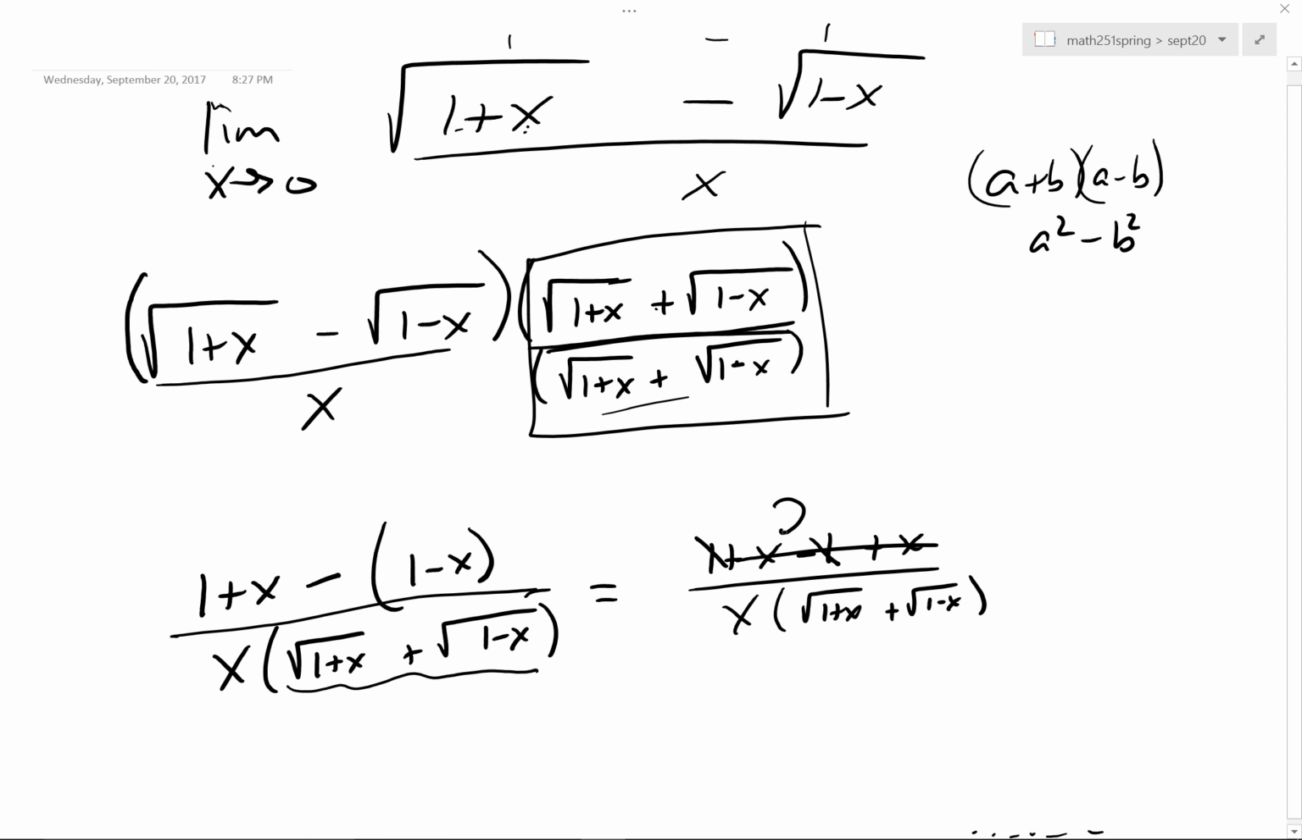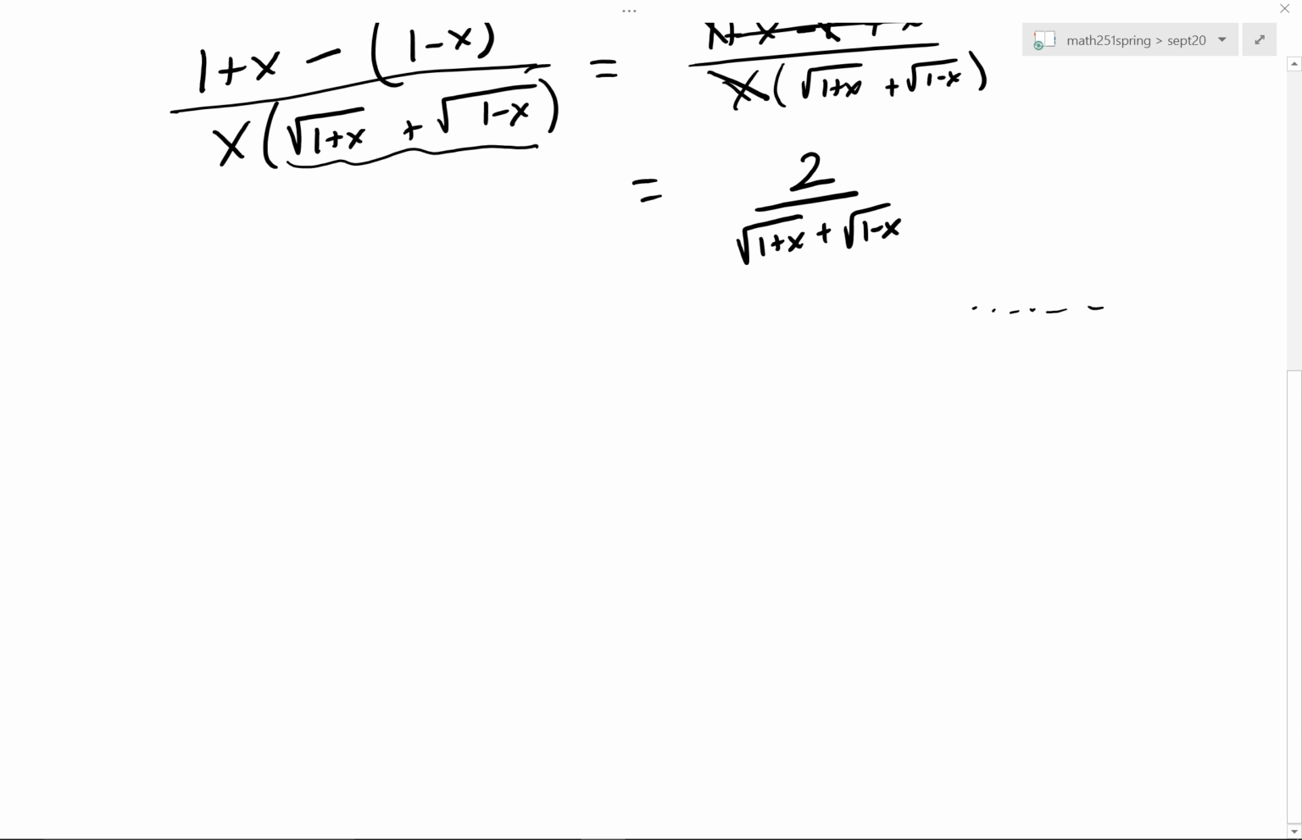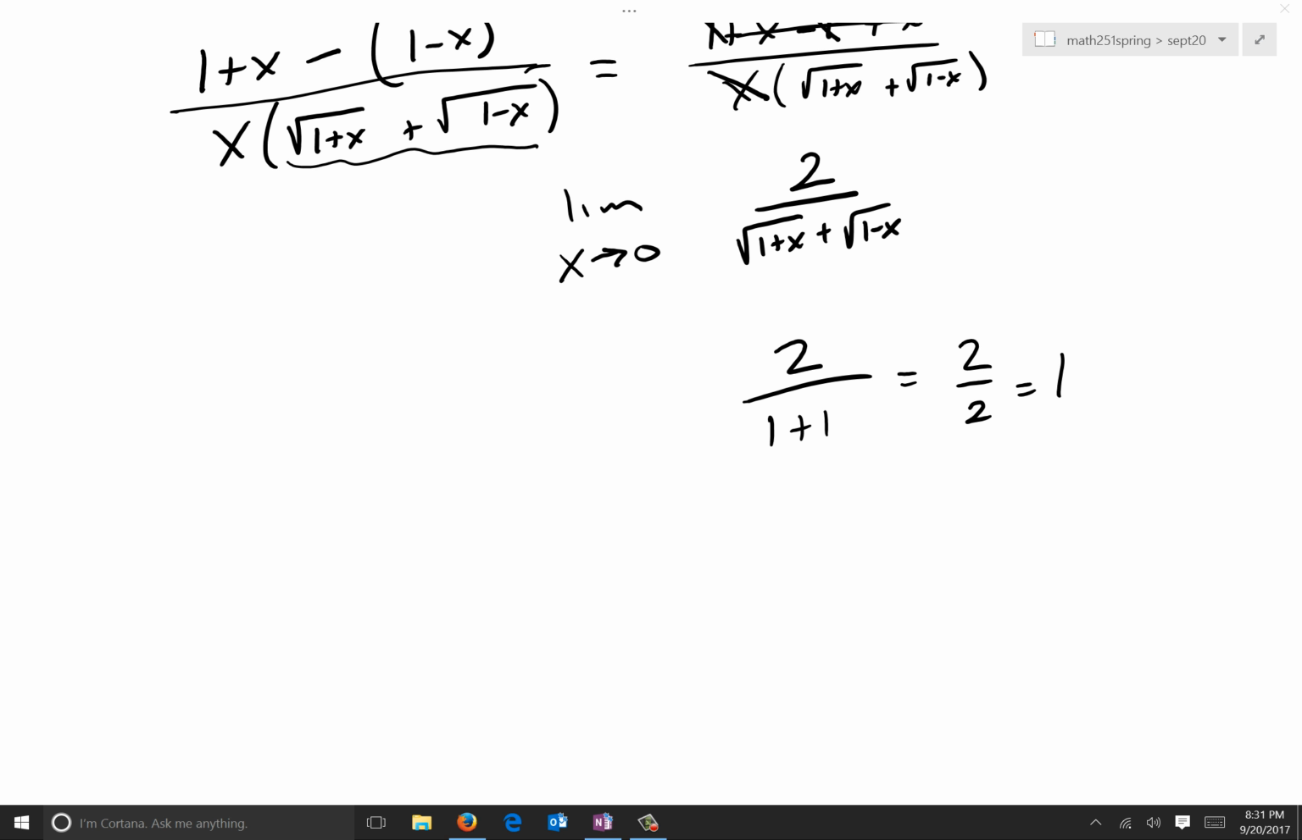On top, you're left with 2x. Well, wait a minute. There's a 2x on the top and an x on the bottom. They cancel off. And now I'm left with 2 over (square root of 1 plus x plus square root of 1 minus x). Now remember, that's not the final product, friends. What I want to do is take the limit of this as x approaches 0. On top is 2, so that's good. I got rid of the 0 on top. I got rid of the problem on the bottom too, because now it's the square root of 1, which is 1, plus 1. So it's 2 over 2. That means the limit is 1.